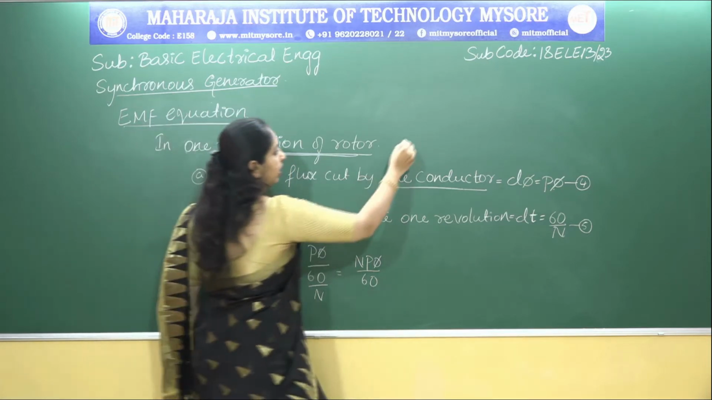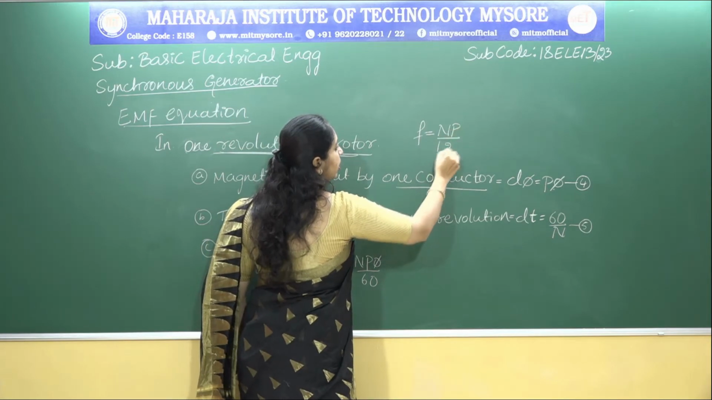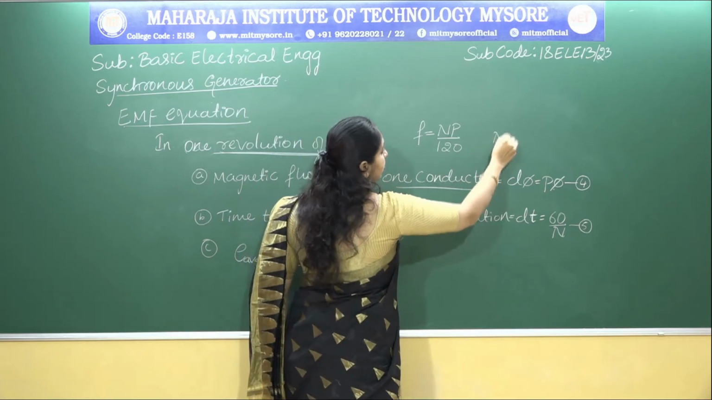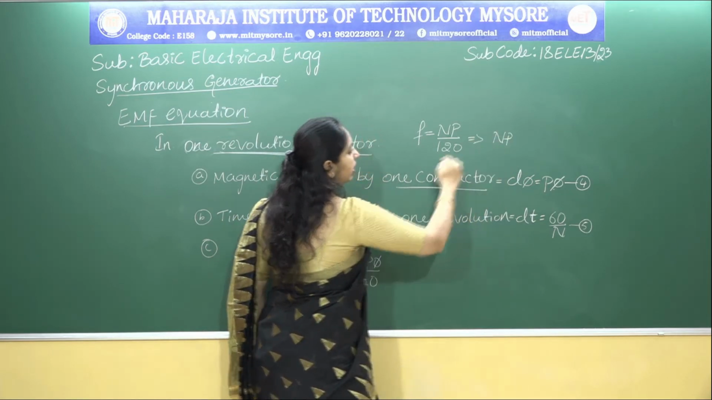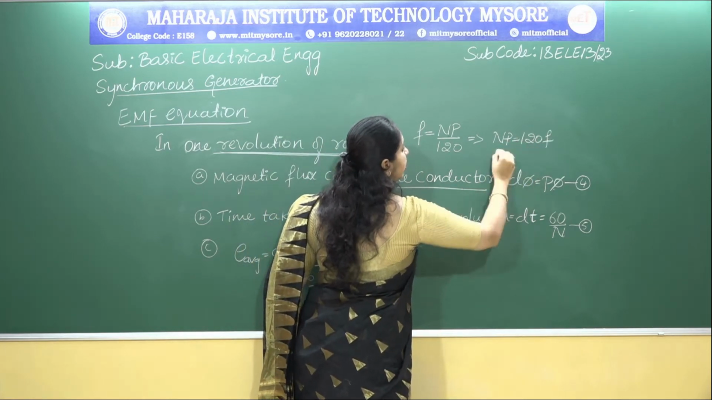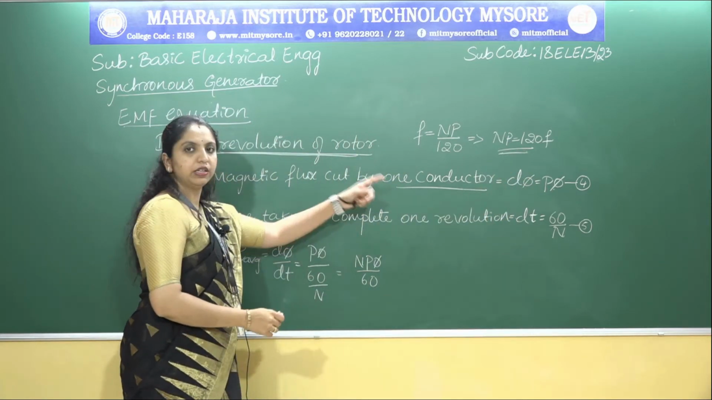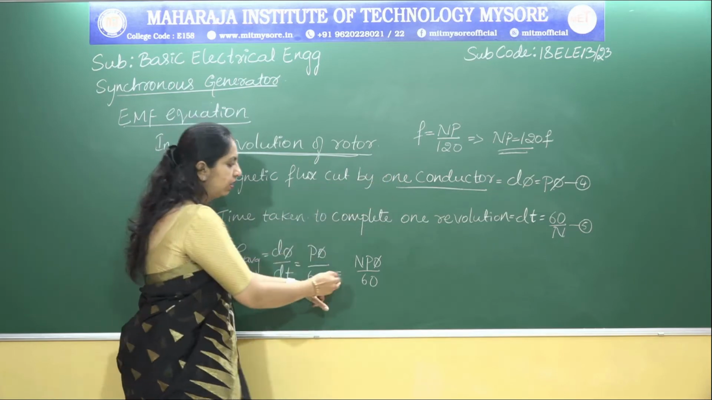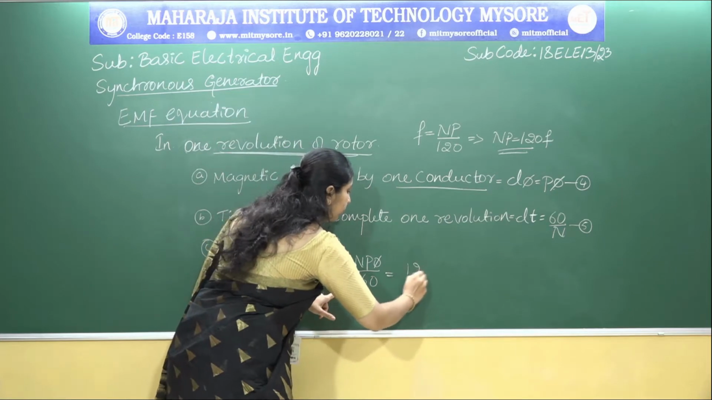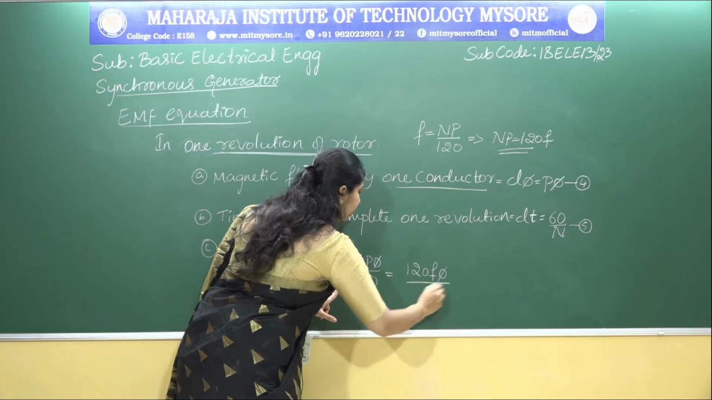And as we have derived the equation of frequency, which is f is equal to nP by 120, in the previous equation, that is equation 3. So what is nP? To have only the nP equation, we can write this as 120 into f. So nP is equal to 120 into f. Let us substitute nP here to get the average induced EMF. So nP is equal to 120 f, phi divided by 60.